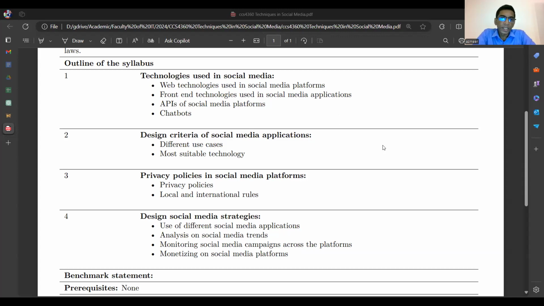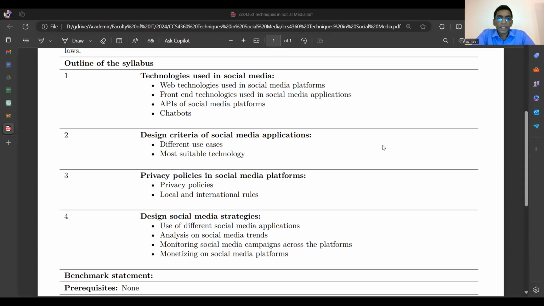And then number 2 is design criteria when it comes to application. So different use cases, what is the most suitable technology. So this is where you may have to walk out of your comfort zone. So for example, if you're very comfortable with Python, or maybe Java, am I going to use this language for my next application? Right? You can, but is it the best application to use? Maybe not, maybe yes. So that we need to figure out.